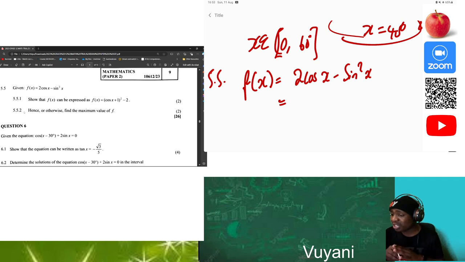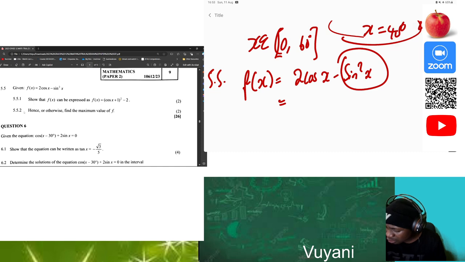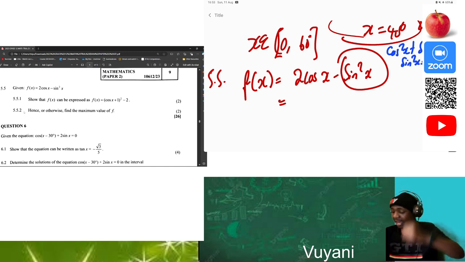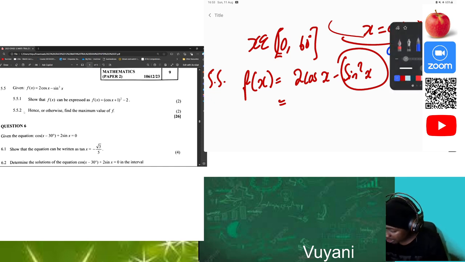So now we can see that we need to change everything to be in terms of cos, and we know that cos squared of x plus sine squared of x is always equal to 1. So when we make sine squared of x the subject of the formula, that will be 1 minus cos squared of x. Yes! That's an identity from grade 11. So we're applying that identity which you have been taught in grade 11.